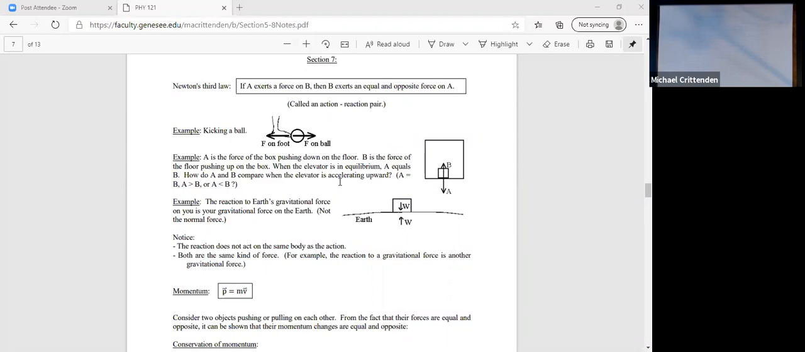Now, the thing here that might be a little tricky is it says the elevator is accelerating. And I think there was an example like this earlier. If there wasn't, there probably should have been. But here, let me.